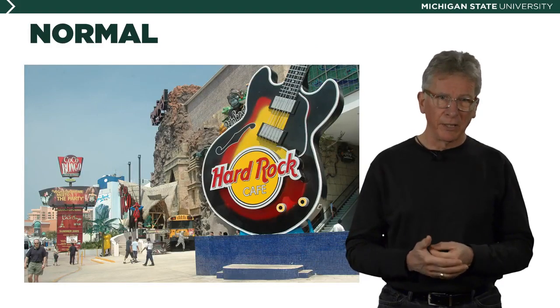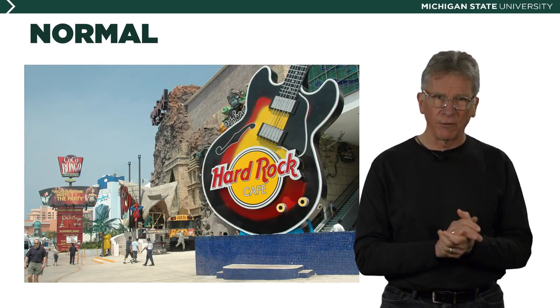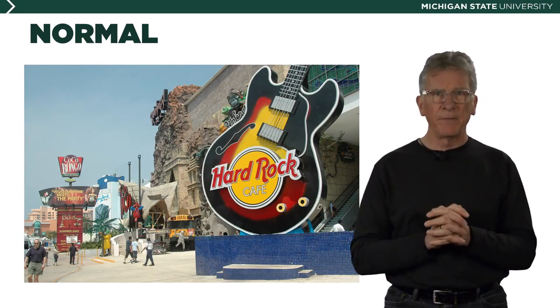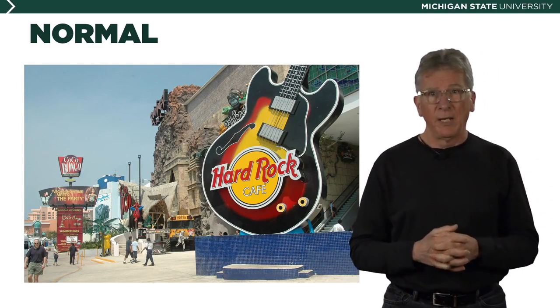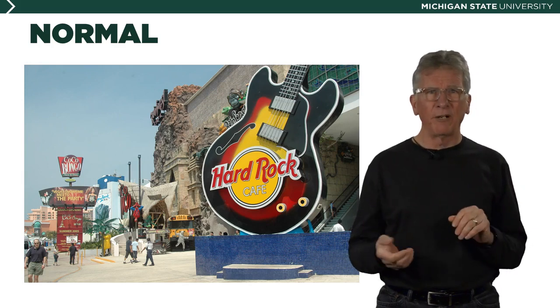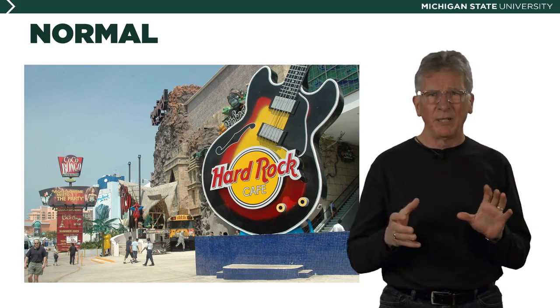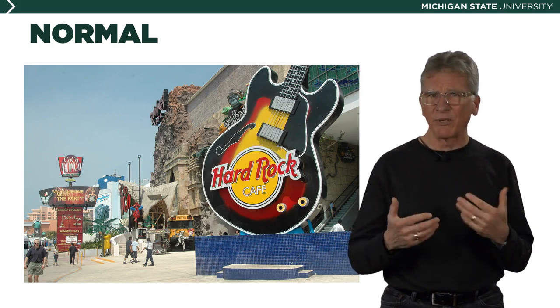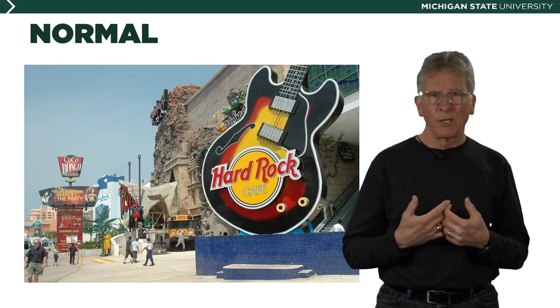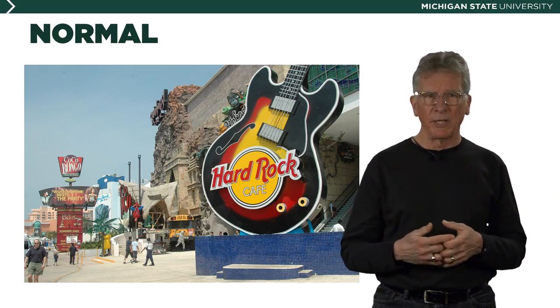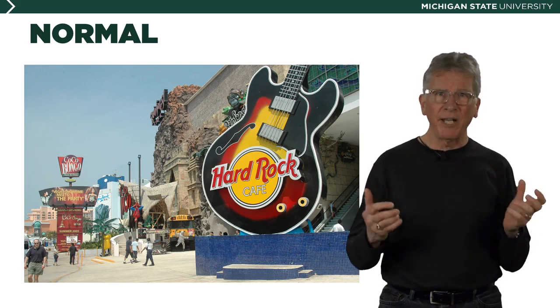All right, here is a very normal vantage point snapshot. It's an interesting object, the guitar symbol for the Hard Rock Cafe down there in Cancun, Mexico. And it makes a fairly good record of what the street looked like, but other than that, it doesn't make much of a statement. So how do we approach something like this? Well, change the vantage point.